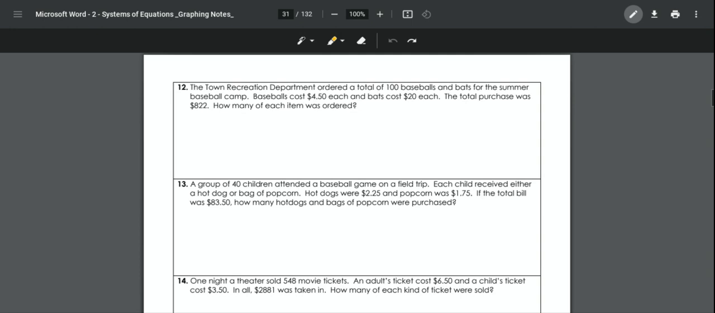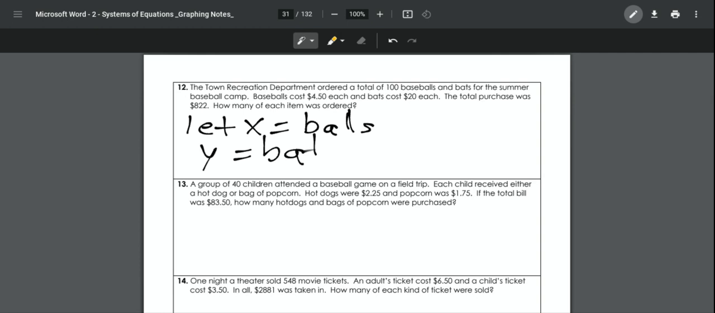So in question 12, it says the town recreation department ordered a total of 100 baseballs and bats for the summer baseball camp. So right away, I know those are my two items. So I can write let x equal, I'm going to put balls because if I try to write too much, it's going to look extra sloppy. And then y equal bats. Again, whatever comes first, make that your x, and then make the other item your y. Baseballs cost $4.50 each, and bats cost $20 each.